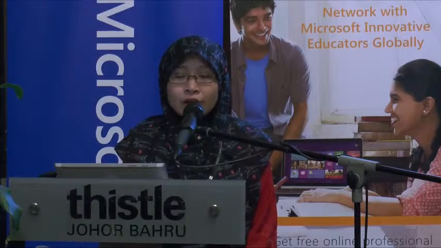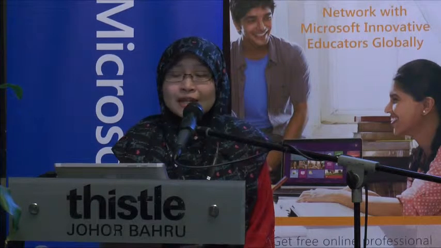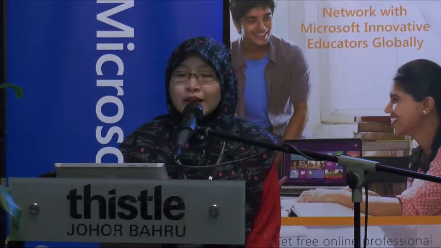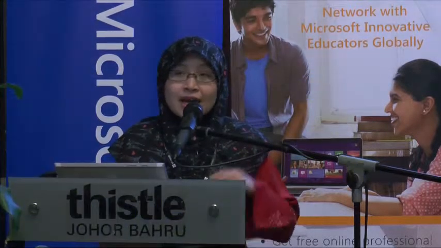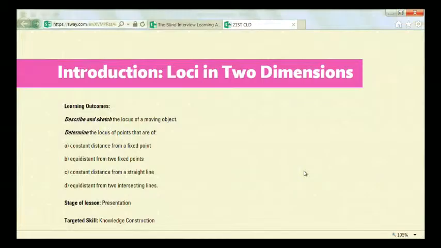Okay, the learning outcomes, I have listed them all here, which is to describe and sketch the locus of a moving object, and then determine the locus of points that satisfy certain conditions. There are two objectives actually, to describe and sketch, and the second one is to determine. The A to D here are all the conditions related to locus or loci.